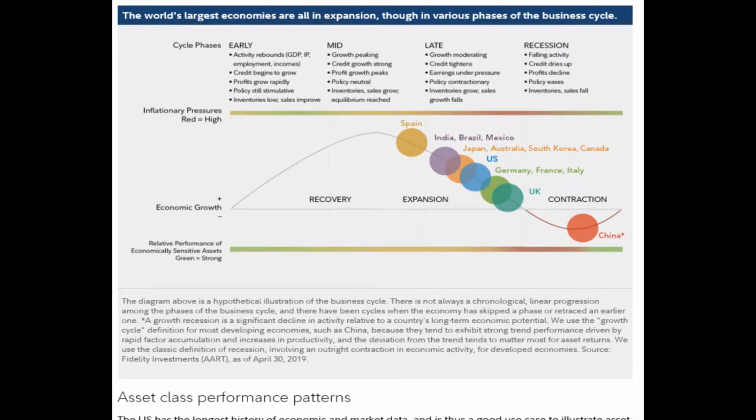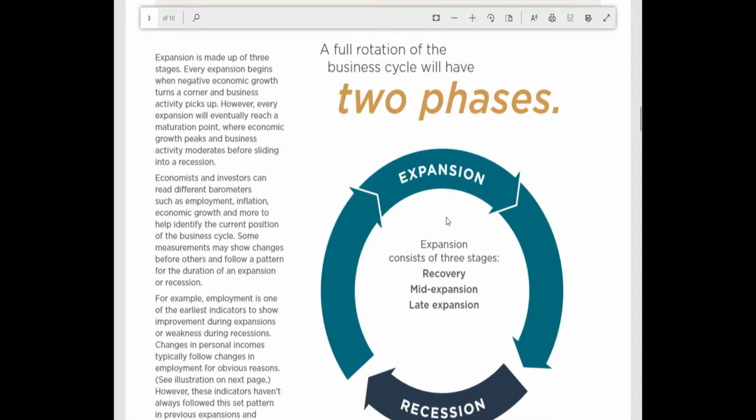Today I want to discuss what the business cycle is, what it means, how you use it to your benefit to increase your profitability going into various phases, and how to protect against economic recessions or contractions. If you oversimplify business cycles, it's pretty much expansion and contraction.